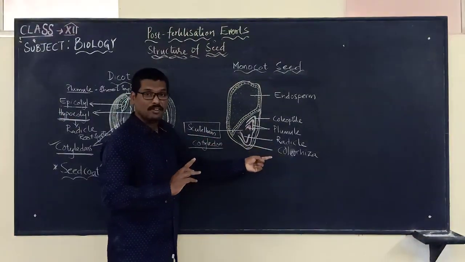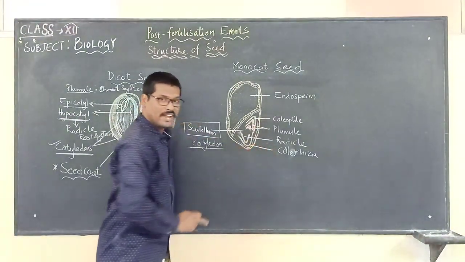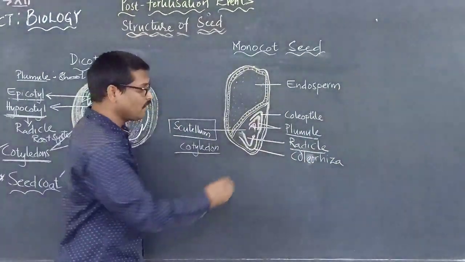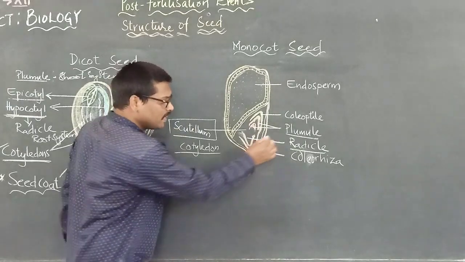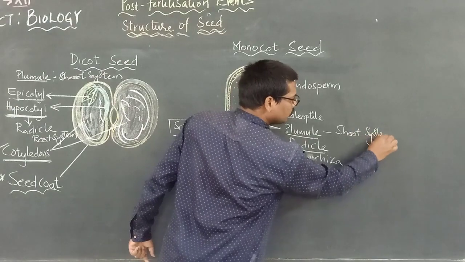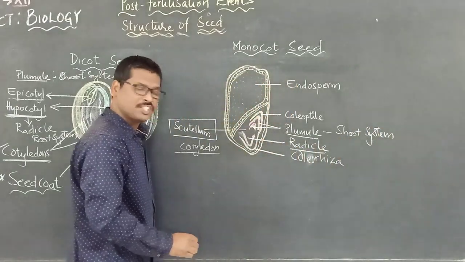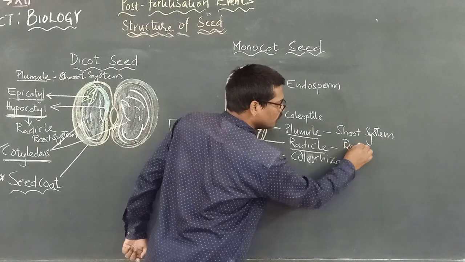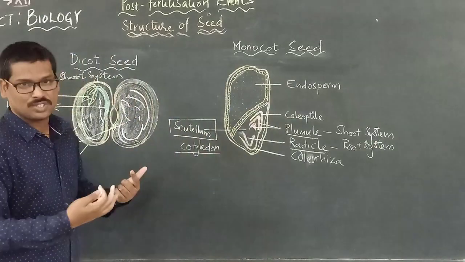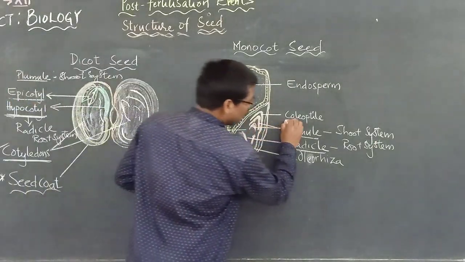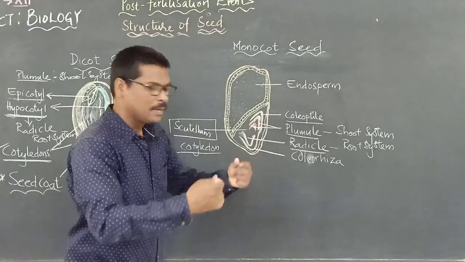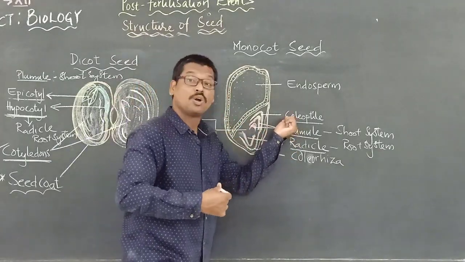Here we see, as we have said, coleoptile and coleorhiza, which enclose the plumule and radicle. The plumule gives rise to the shoot system, and the radicle gives rise to the root system. If you look here, they are enclosed. The plumule is enclosed by a hollow foliar structure called the coleoptile.